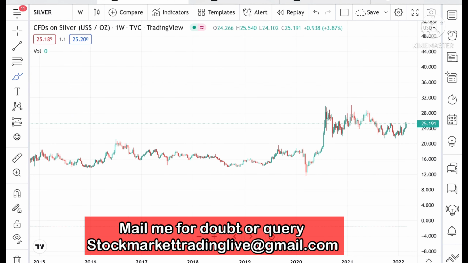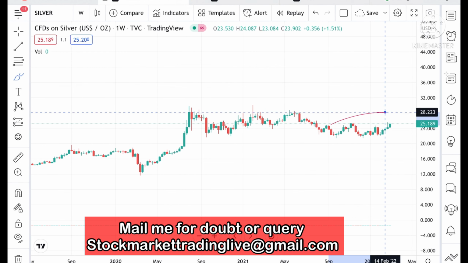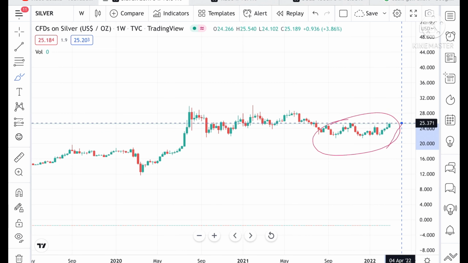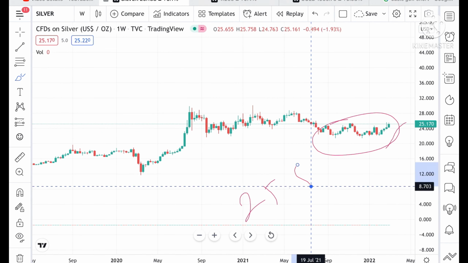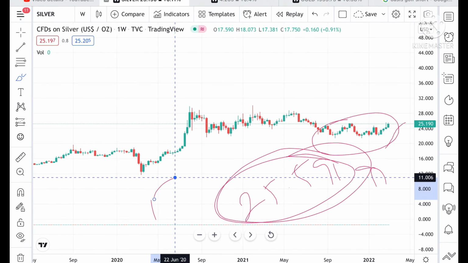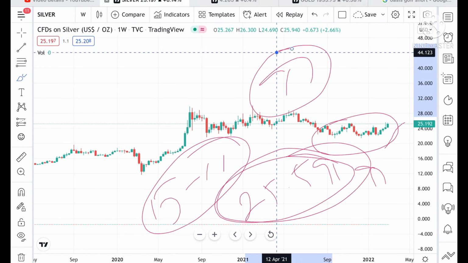Okay, and now it is trading at around 25.189, and if you look at the chart, you can see that it is in this particular zone. Okay, and if this zone breaks upside, the zone high is around 25.591. So once this zone breaks this particular level and sustains for 5-10 minutes, then we can see a further upside in this silver also.